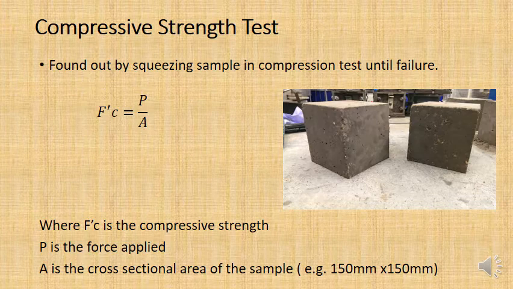So in the case of a standard cubical sample, like the photo, that will be 150 millimeters times 150 millimeters. Remember, you've got to keep it in SI units, so it would be 0.15 meters times 0.15 meters. And that will give you the strength in pascals. It's going to be a very large number, so that's why we normally measure concrete in megapascals, to the power of 6.